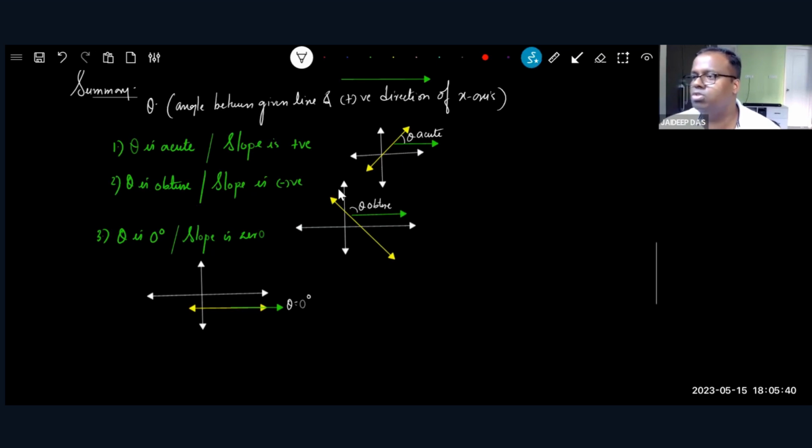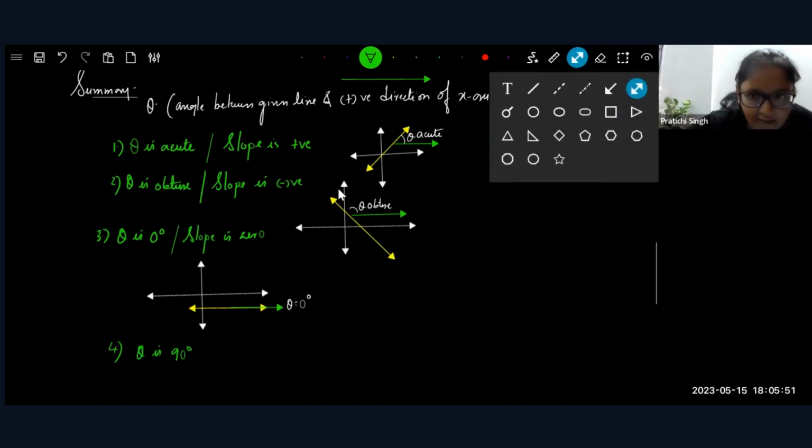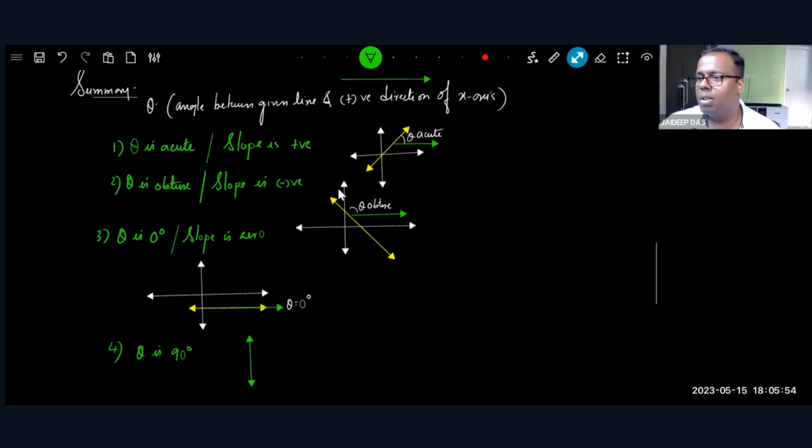And number 4, this you cannot forget. Write it on a nice paper and paste it in front of your table. Theta is 90 degree. What does the scenario look like? The scenario looks something like this. The slope will be infinity.